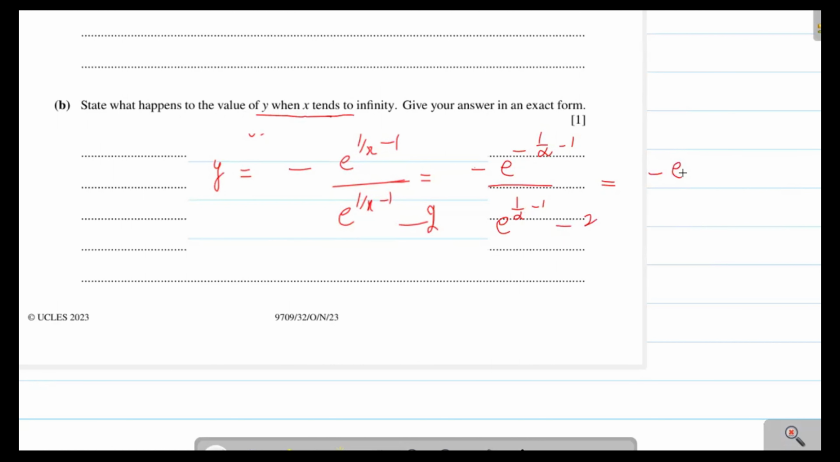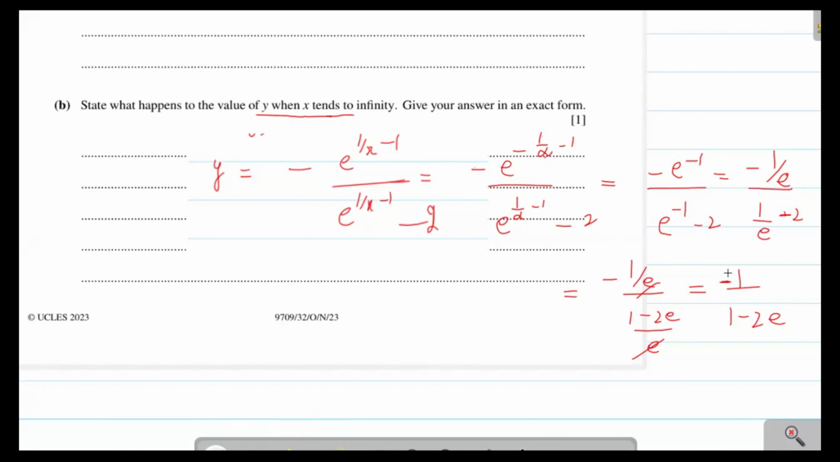We can write minus e power, 1 over infinity is 0, 0 minus 1 is minus 1, and here also 1 over infinity is 0, 0 minus 1. We can write it as minus 1 over e over 1 over e minus 2, and this will be equal to minus 1 over e over (1 minus 2e) over e. The e will be cancelled. Minus 1 over 1 minus 2e, this is the answer.